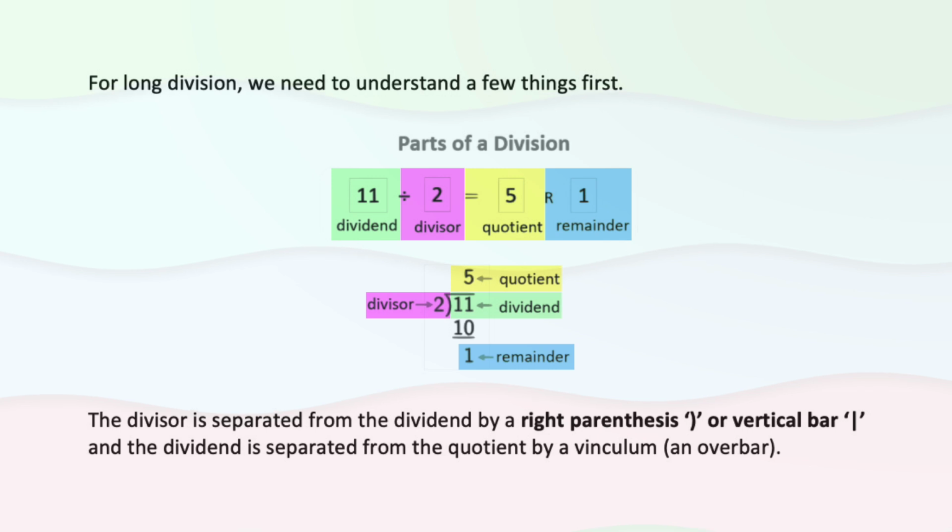The divisor is separated from the dividend by a right parenthesis, or vertical bar, and the dividend is separated from the quotient by a vinculum, an over bar.